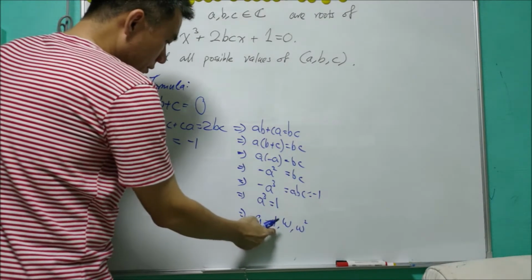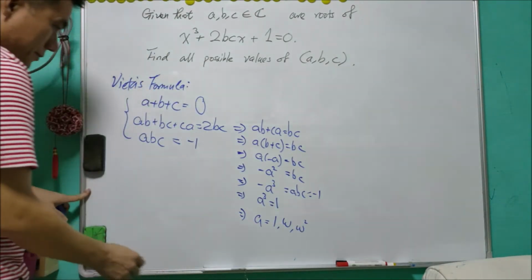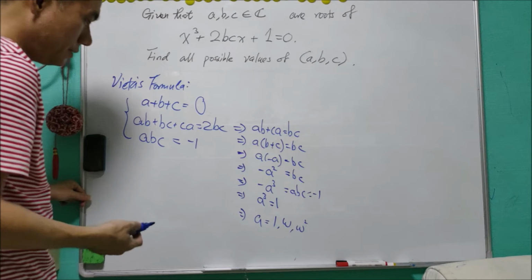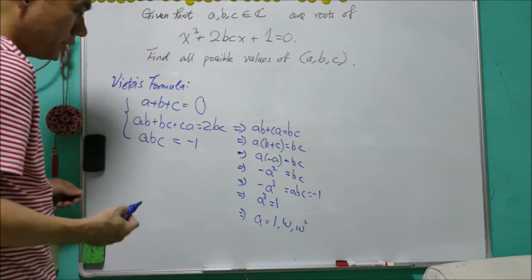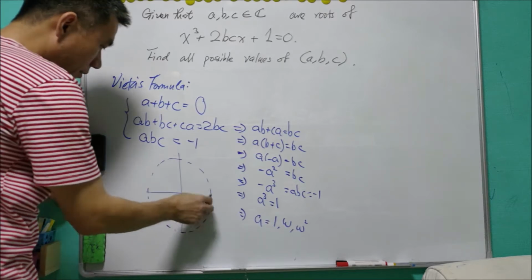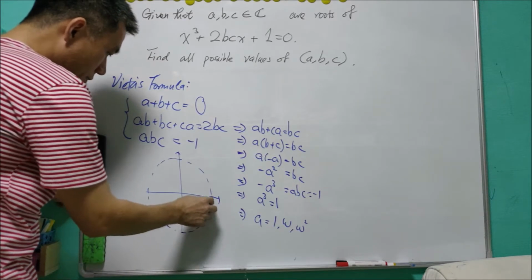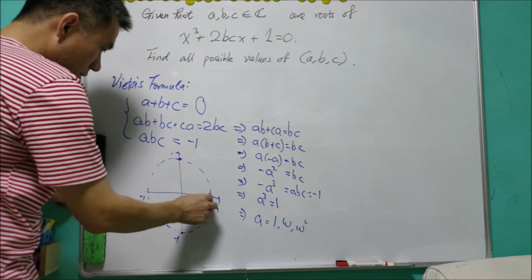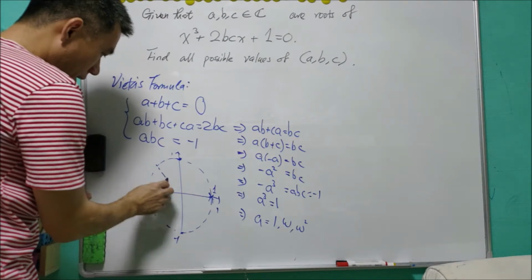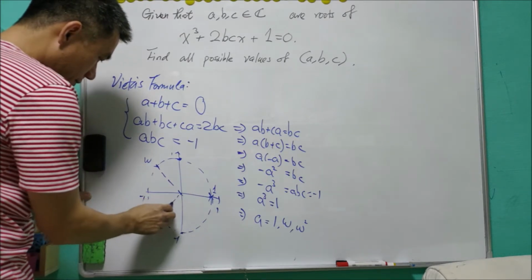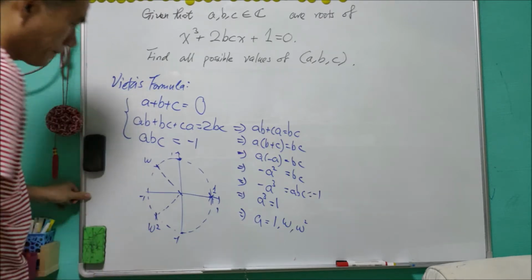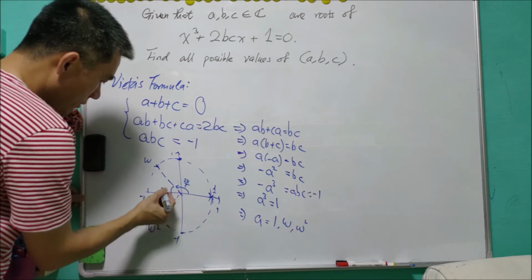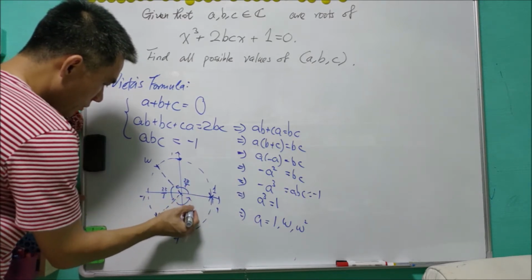And a will equal 1, w and w squared. What is w? w is actually equal to e to the power of i 2 pi over 3. And w squared is equal to e to the power of i 4 pi over 3. From the Argand diagram, this is 1, -1, this is i and -i. So this is 1 and this is w. This is w squared. Note that this will be 2 pi over 3, 2 pi over 3, and again 2 pi over 3.